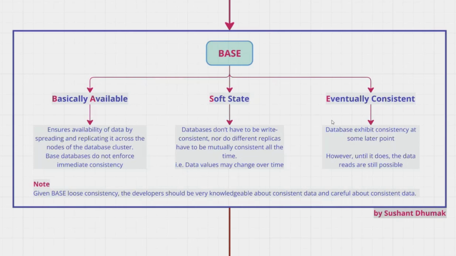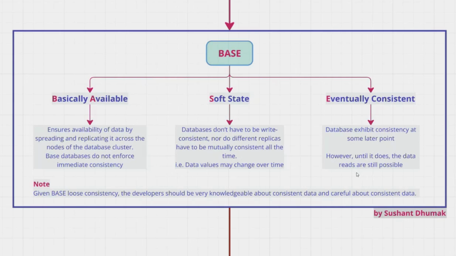Okay, and then comes eventual consistency. Again, as I mentioned, the database exhibits consistency at some later point. It means the data is going to get updated at a later stage, once the information is replicated through all the nodes, and then the data will be available. So you can still read the data. Until the latest information is updated, data reads are still possible. You can still read the data, but you may not get the latest data.